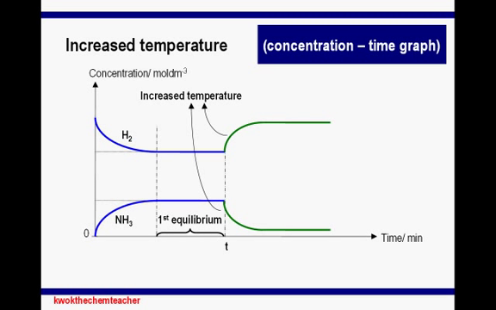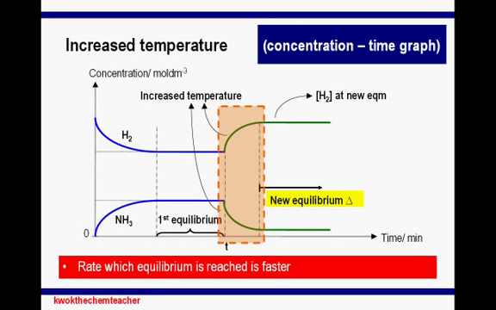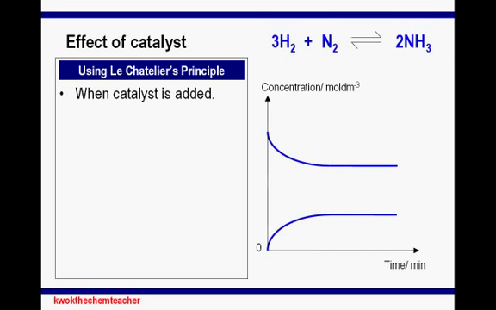And when you increase the temperature, the equilibrium position will now shift to the left and the backward reaction is favored. So you could see that the concentration of hydrogen increases and the concentration of ammonia actually decreases. At this point, we have obtained our new equilibrium. Do take note that because our temperature has increased, you could see that the rate at which the equilibrium is reached is faster. And this can be denoted by the curved area of the green lines.